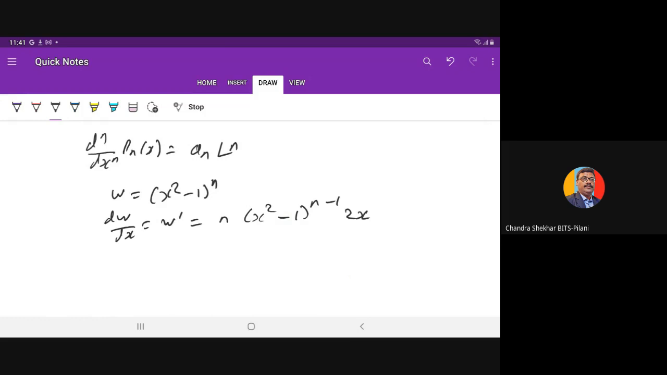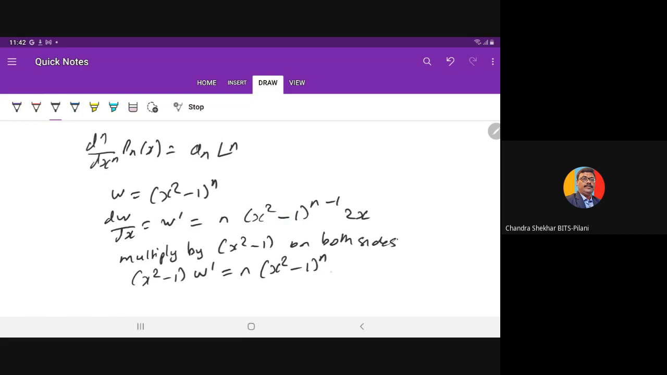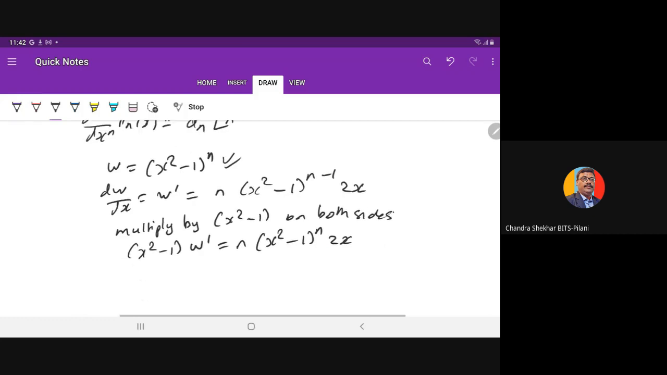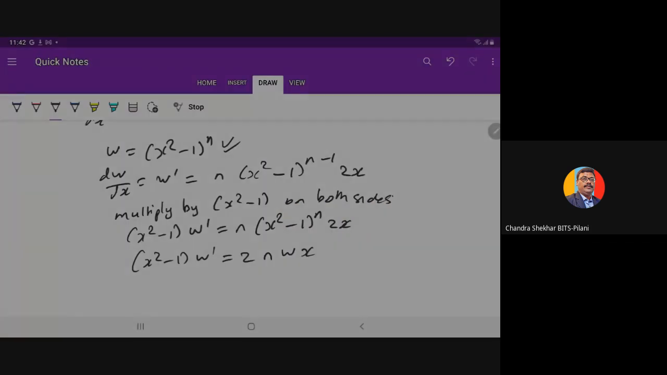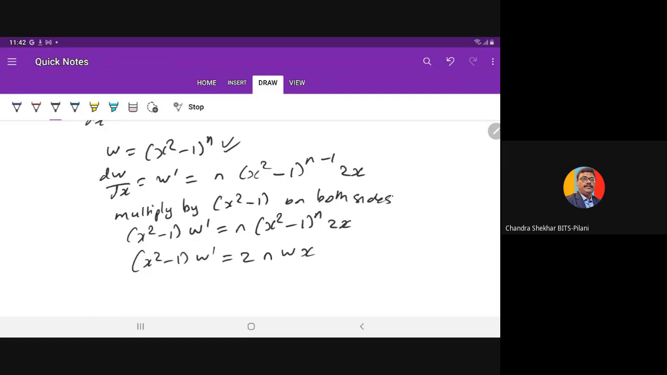So if you multiply both sides by x squared minus 1, this will become (x squared minus 1) w dash is equal to n (x squared minus 1) to the power n into 2x. And what is this (x squared minus 1) to the power n? That we have assumed as w. So this will become (x squared minus 1) w dash is equal to 2nwx. So that is written there.